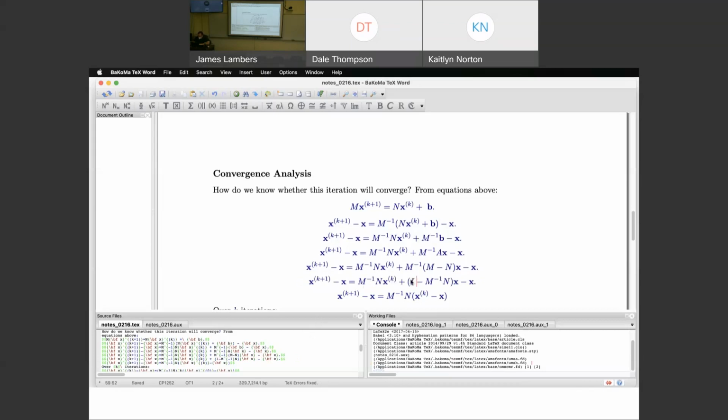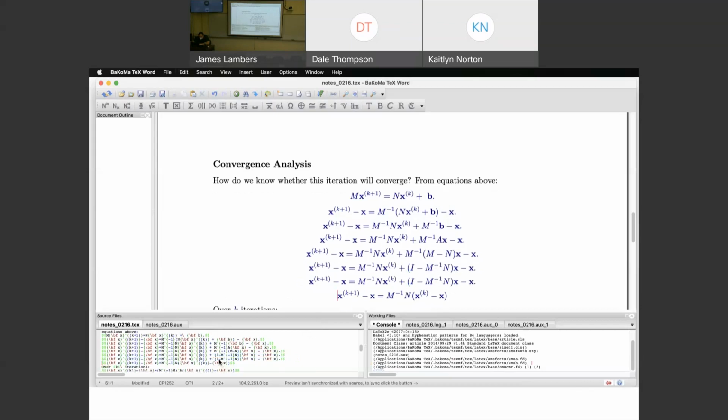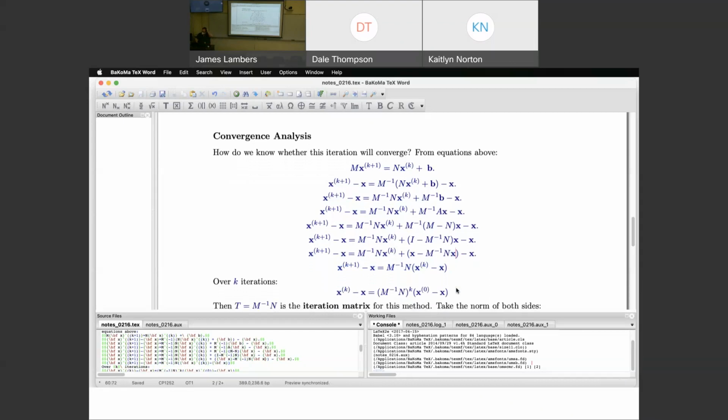So now we have, but now if I distribute the x through this whole thing, but now these x's cancel. Now I have M inverse N x_k minus M inverse N x, and I end up with this. And I can see it every step of the way.